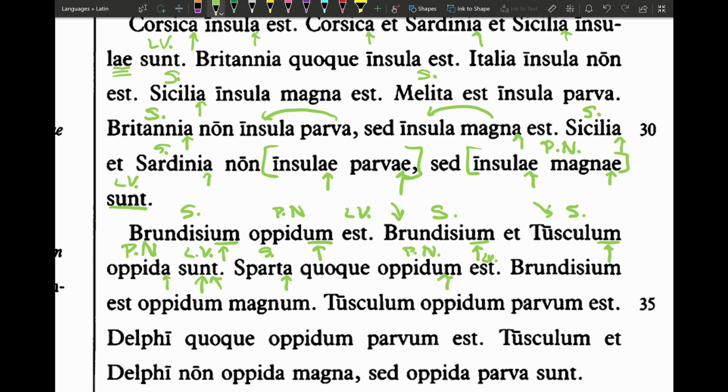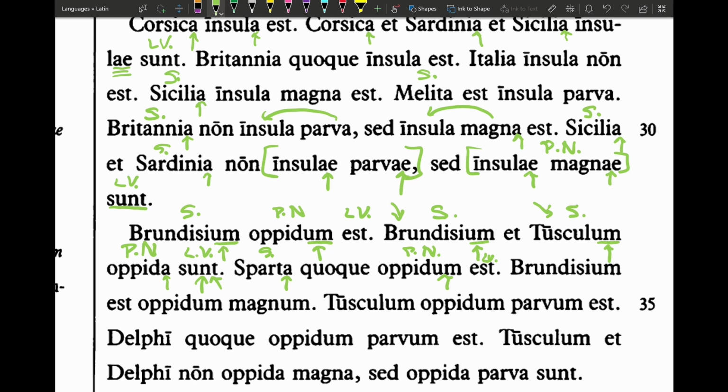So notice the patterns of the sentences we've just read. They're alternating to show you the differences. Brundisium oppidum est. Notice the whole sentence is singular because we have one subject. Our linking verb is est because we only have one subject. And our predicate nominative is also singular because we have one subject.